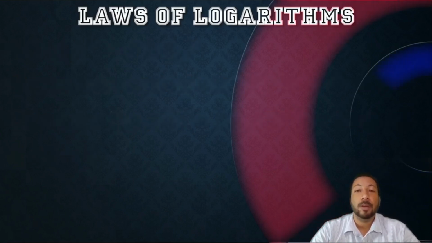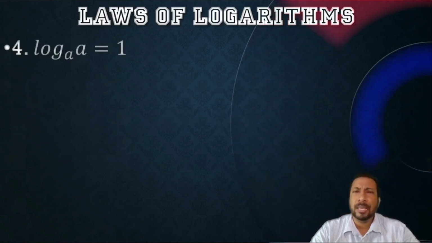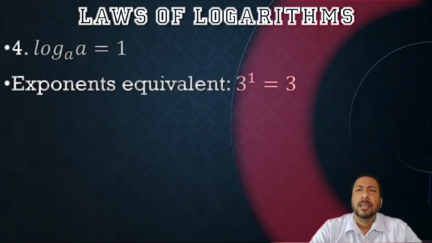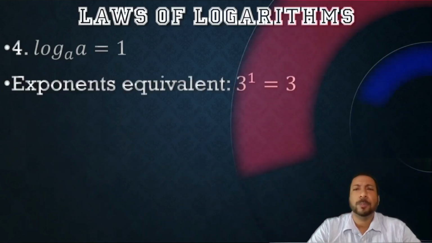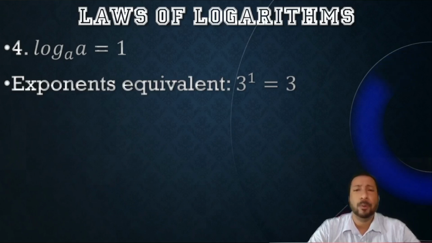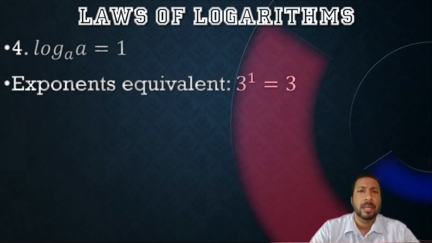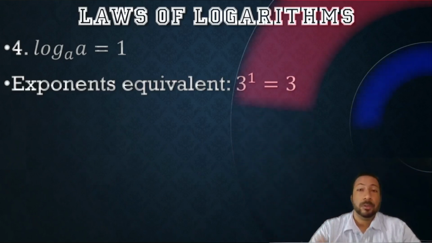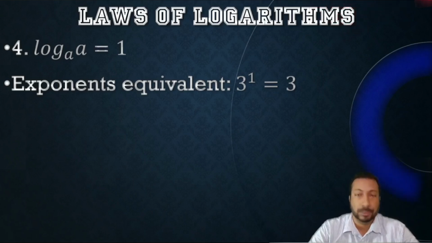Let's look at our fourth law of logarithm. The log of a in base a is equal to 1. Whatever could that mean? Well, let's look at our exponents equivalent. You know that 3 to the first power is equal to 3. If you had 10 to the first power, that would be equal to 10. If you had a million to the first power, that would be equal to a million. In fact, any number to the first power is equal to the number itself.